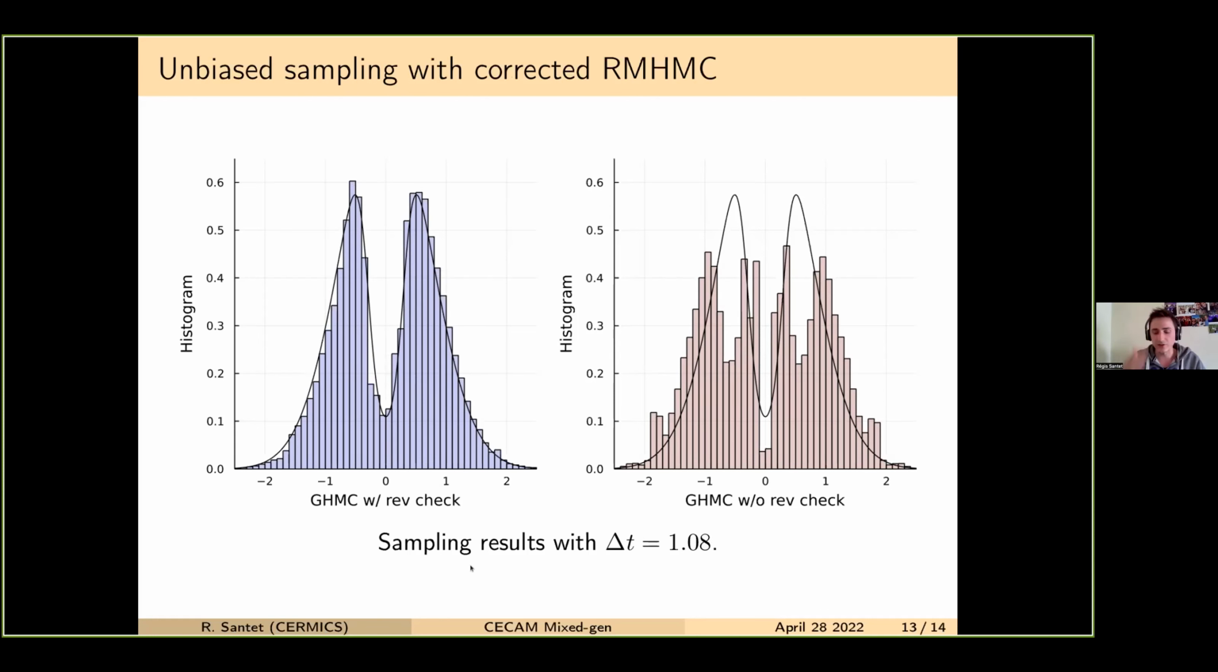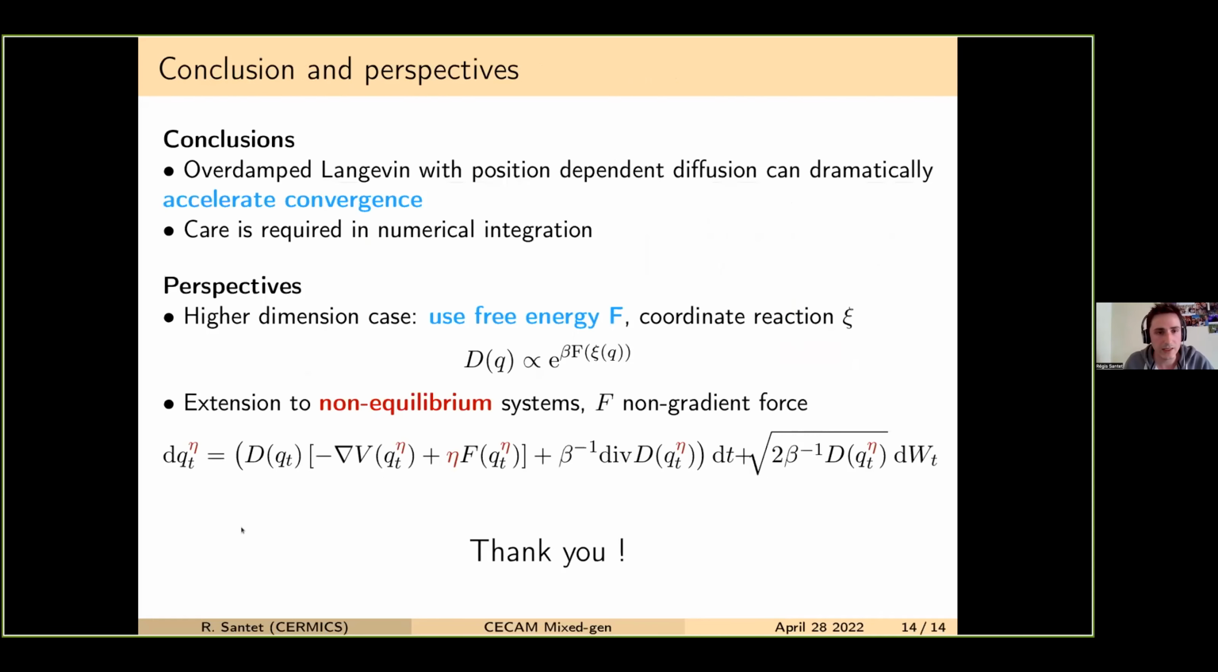So really, the take-home message from this talk is that introducing this position-dependent diffusion can drastically reduce your error, and it can help accelerate convergence towards steady state. But some care is required in these numerical integrations, because you have non-separable Hamiltonians if you're in this Hamiltonian Monte Carlo setting. So you have to be aware of those issues and maybe check sometimes that you still have the key properties in order, so that in the end you have an unbiased estimation of your observable.